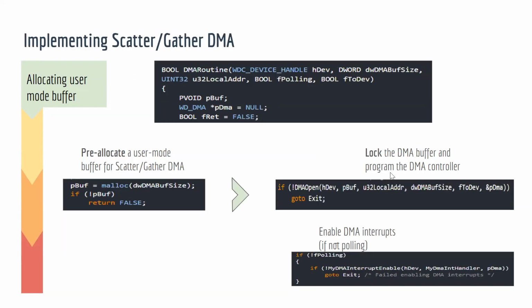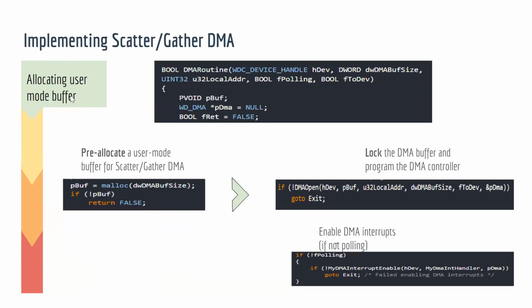In this section, we lock the DMA buffer and program the DMA controller. Okay, this function opens the DMA channel with the specific parameters. If opening fails, it jumps to the exit label. And if we are not polling, okay, we enable the interrupt. We enable the DMA interrupt, and if enabling the interrupt fails, we jump to the exit label.